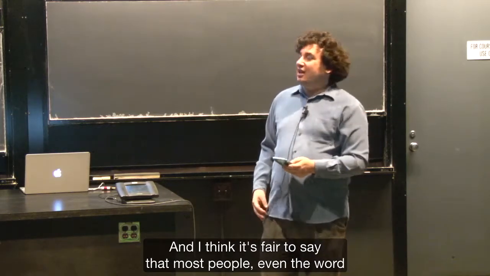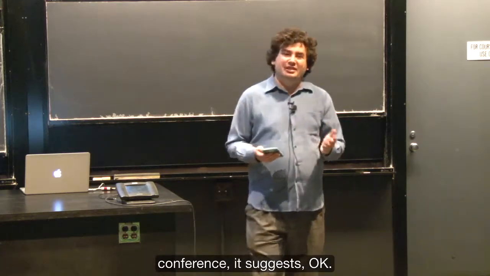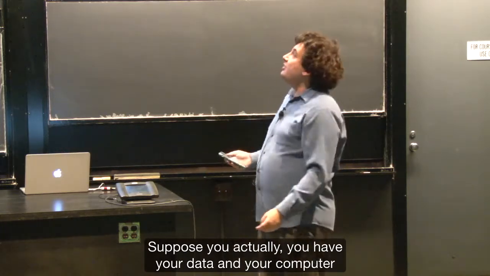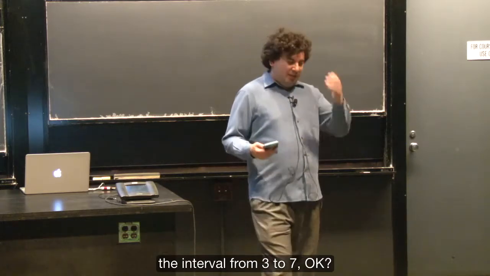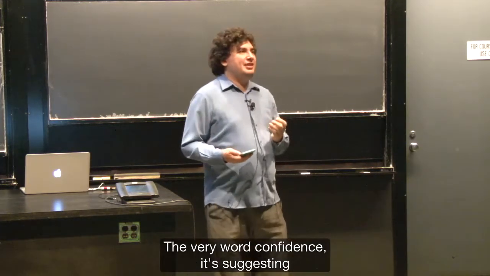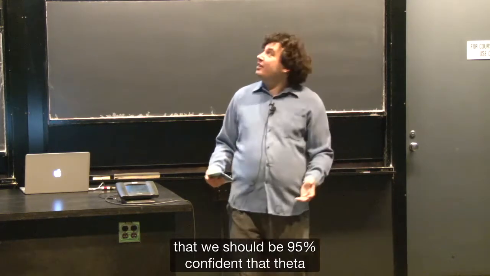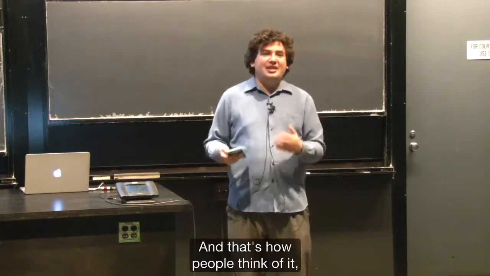And I think it's fair to say that most people, even the word confidence, it suggests, okay, suppose you have your data and you computed your confidence interval, and suppose you got the interval from 3 to 7, okay? The very word confidence is suggesting that we should be 95% confident that theta is between 3 and 7, okay? That's what it sounds like. And that's how people think of it.